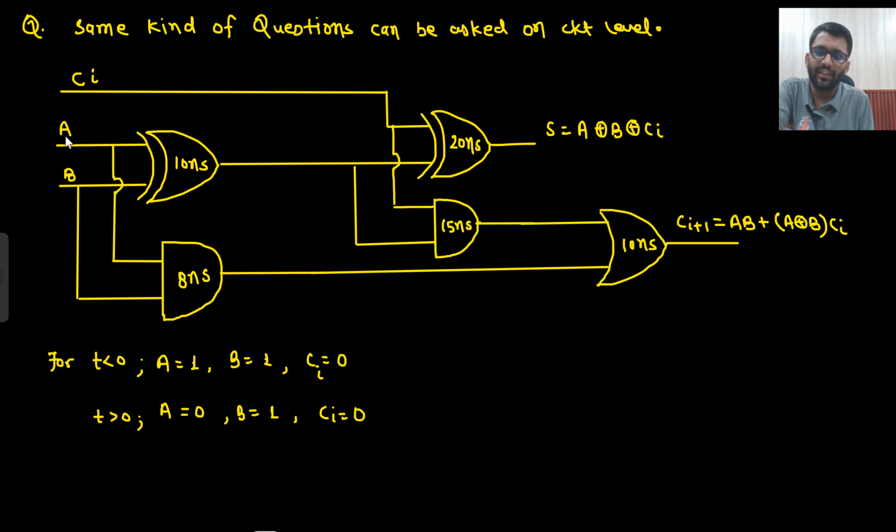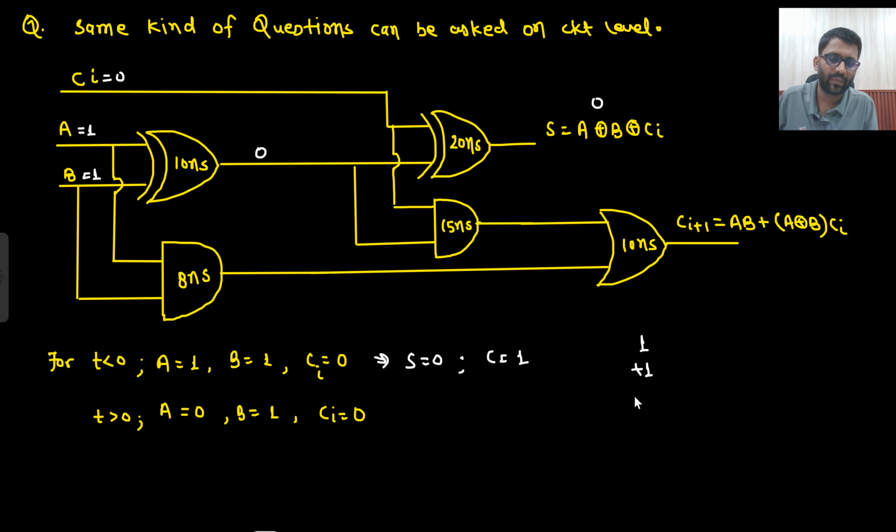So for t less than 0, A is 1, B is 1, and Ci is 0. So let's analyze it. So 1 XOR 1, this would be 0. 0 XOR 0, this would be 0. Or first you can check here as well, that my sum will be 0 and carry will be 1. Because 1 plus 1 plus 0, sum is 0, carry is 1. And in this case, sum is 1 and carry is 0. So here both are changing. If both are changing, then things will be different now.